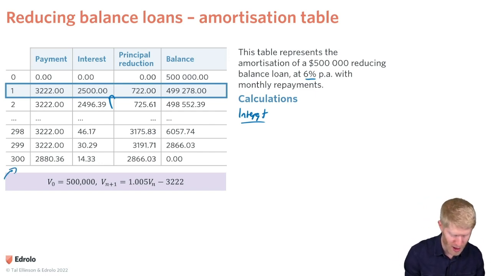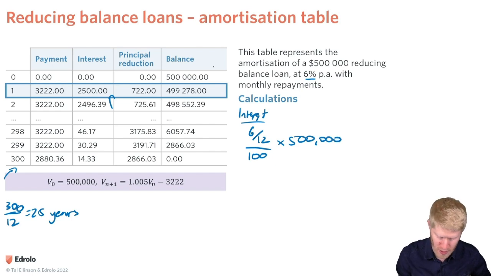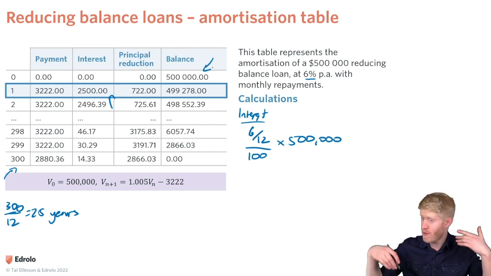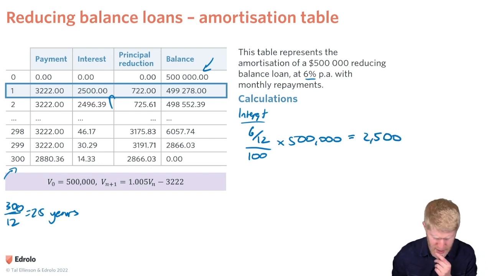That's about 25 years. So we take our annual interest rate of 6. We divide it by 12 because we're working on a monthly basis. And we divide it by 100 to make it into a decimal. We multiply that by the previous balance, the $500,000. The previous balance comes from the previous row. If we do that on the calculator, 6 over 12 over 100 times 500,000, we would get $2,500.